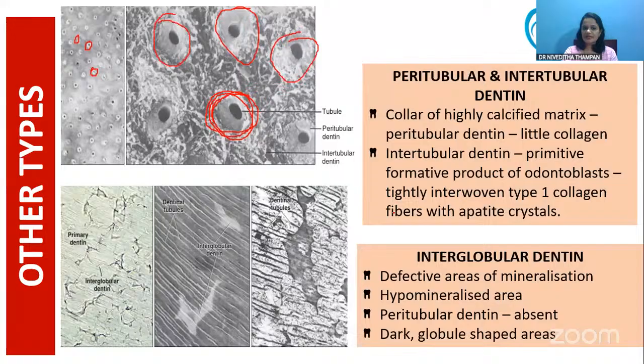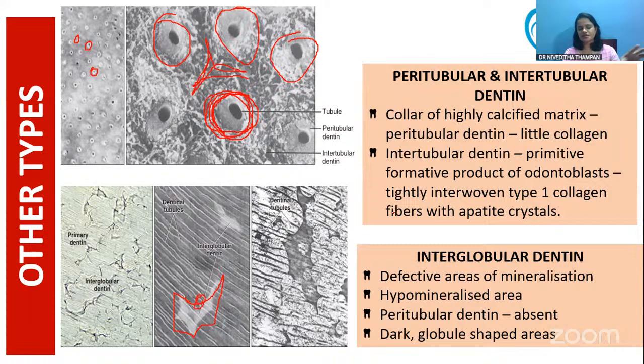Now, in between this peritubular dentin, the dentin present in these areas is the intertubular dentin. They are present in between the tubules, that is why it's called intertubular dentin. Like I had already mentioned, for the circumpulpal dentin, defects can happen during mineralization that result in globule-shaped areas called interglobular dentin. In this interglobular dentin, the peritubular dentin will usually be absent. You should remember that.